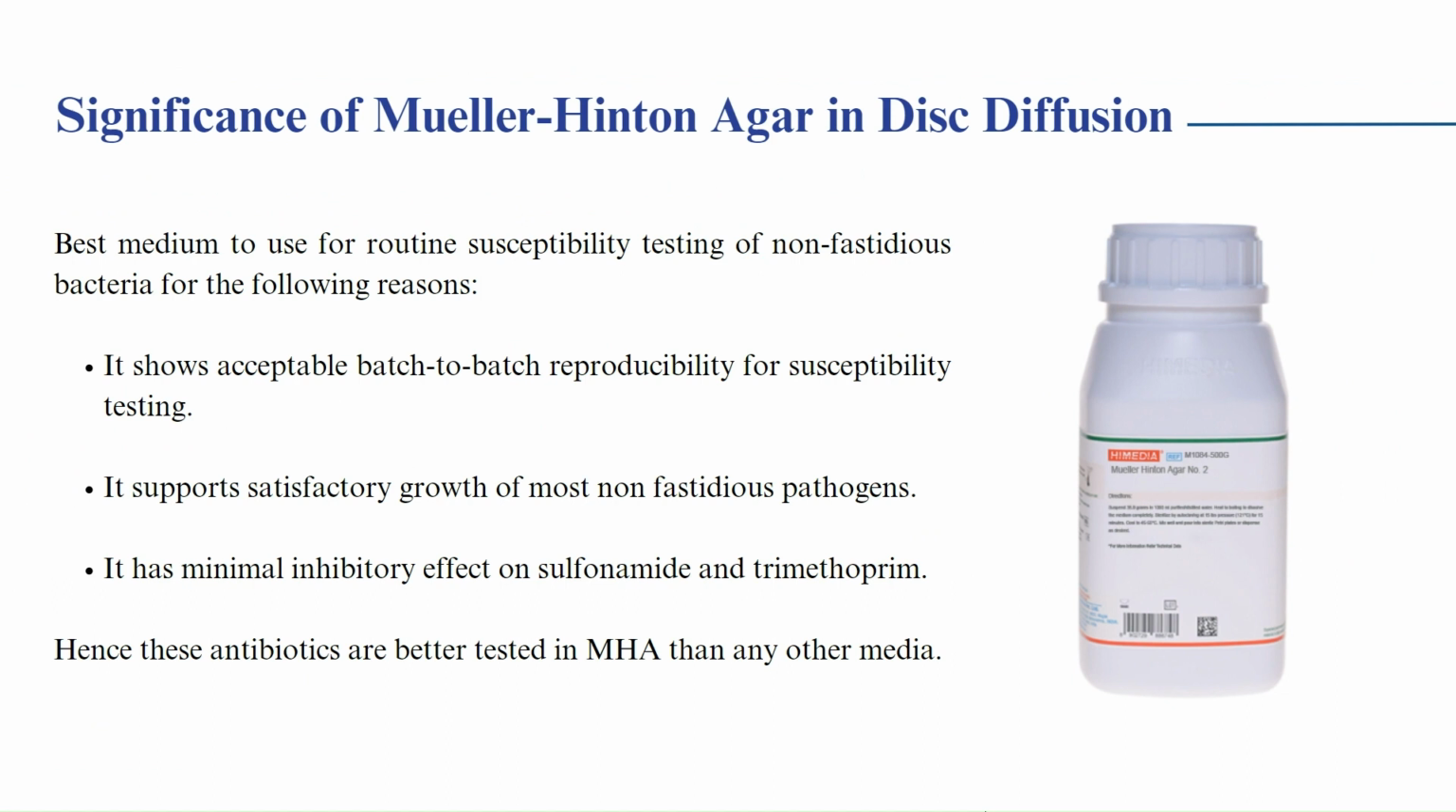It is the best medium to use for routine susceptibility testing of non-fastidious bacteria for the following reasons. It shows acceptable batch-to-batch reproducibility for susceptibility testing. It supports satisfactory growth of most non-fastidious pathogens. It has minimal inhibitory effect on sulfonamide and trimethoprim. Hence, these antibiotics are better tested in MHA than any other media.